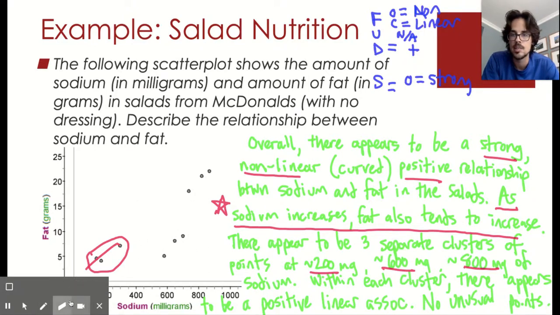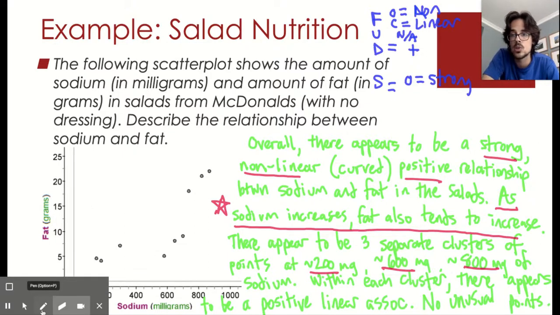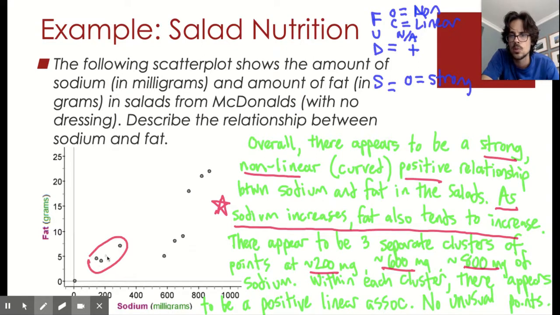Incidentally, and this is just something I didn't write in there, but just for your own information, when you see clusters, part of the reason we care about identifying them is there may be some other variable that we haven't considered that's actually responsible for why the data appears in different clusters. And it turns out that the variable of interest that the clusters come from is whether or not there's chicken in the salad and what type of chicken it is. I'm pretty sure these were no chicken salads right here. So very low sodium, very low fat. These ones were grilled chicken.